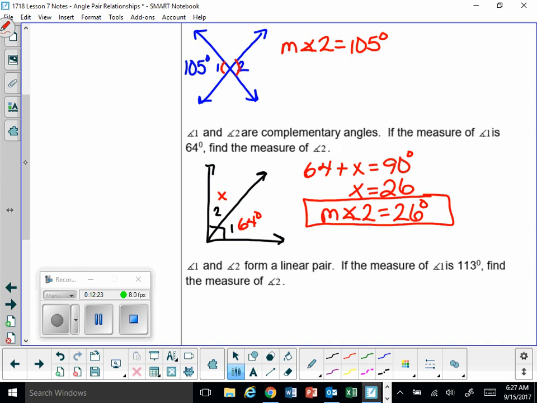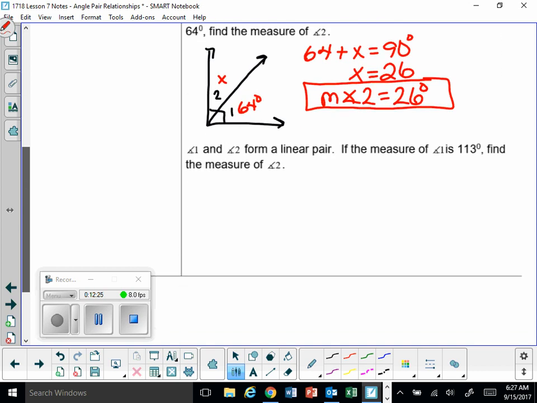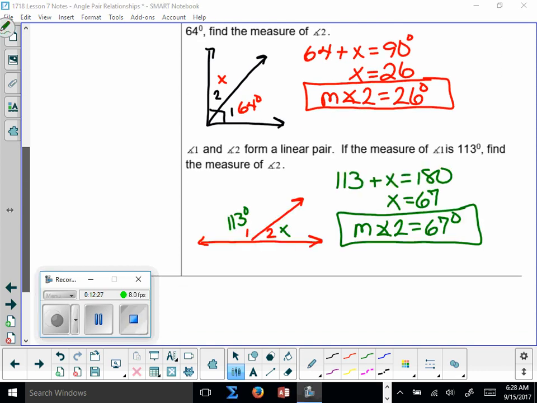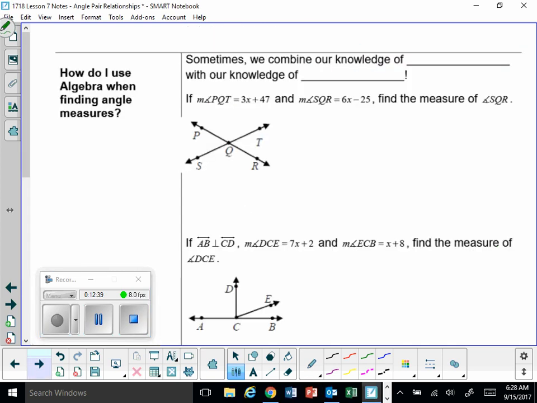Try this one on your own. Pause the video. Check your work. Make sure you drew a linear pair, that you labeled it correctly, and then solve the equation. So how do we do this when we've got algebra involved? I love combining algebra with geometry.